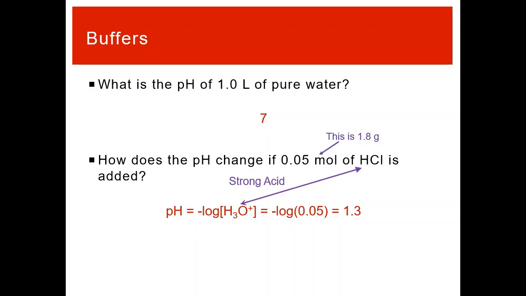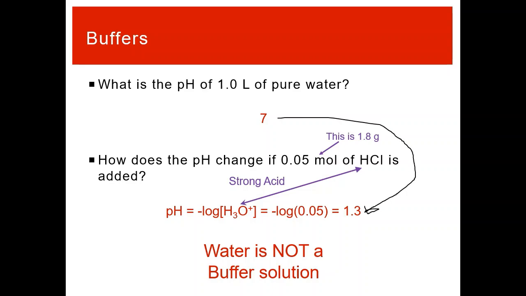So I added 1.8 grams of HCl, and the pH changed a lot. I went from 7 to 1.3. That is not a small change in the pH. That is not resistance to the change in pH. So water is not a buffer. If you add acid or base to water, the pH readily changes in either direction. We want something that if you add a small amount of acid to it, not much change in the pH occurs.